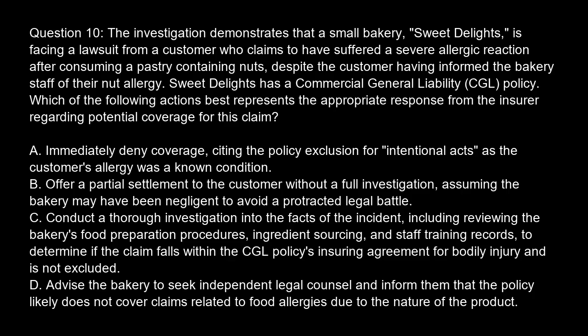Option C. Conduct a thorough investigation into the facts of the incident, including reviewing the bakery's food preparation procedures, ingredient sourcing, and staff training records, to determine if the claim falls within the CGL policy's insuring agreement for bodily injury and is not excluded. Option D. Advise the bakery to seek independent legal counsel and inform them that the policy likely does not cover claims related to food allergies due to the nature of the product.